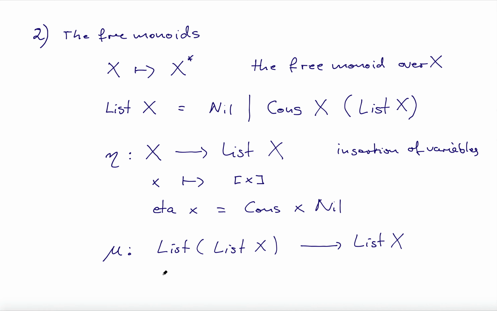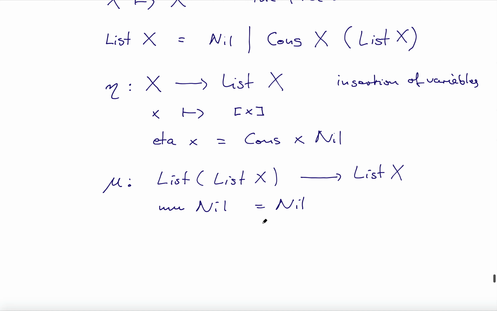It can be defined, let me define it in a programming style notation. If I flatten the empty list, I get the empty list. And if I flatten a list that is not empty, so a list which consists of an element and another list, then I take the first list and let me use this dot notation for concatenation of lists.